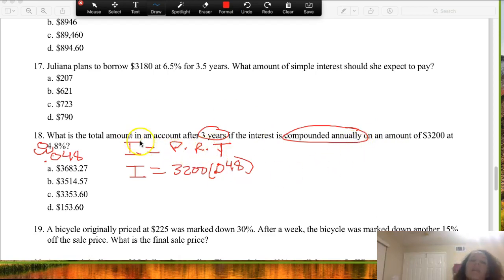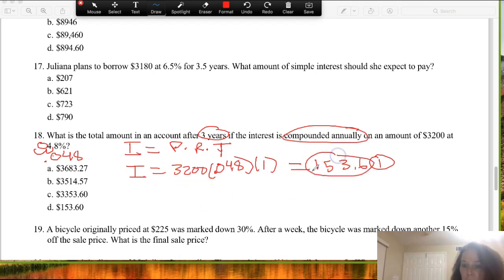So we're not going to do it one time and have it in there for 3 years. We're going to do it after 1 year, and then add that, and after 2 years, then add that, and after 3 years. So I'm not going to do my time here. My time is actually, because I'm doing it annually, will just be 1. So I'm going to get my interest after 1 year, okay? After 1 year, I go 3,200 times my interest rate, 0.048, which will be 153.6. I earn $153.60 after leaving that money in my account for a year.